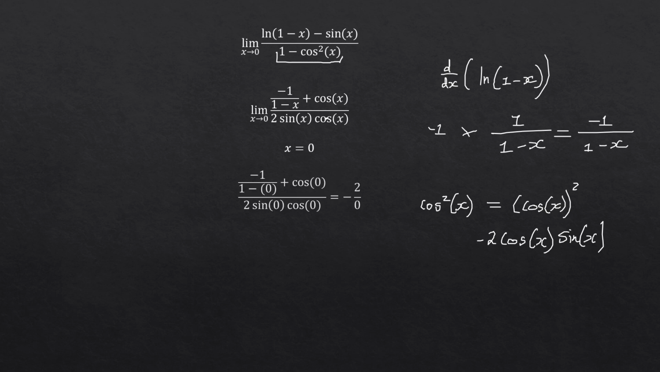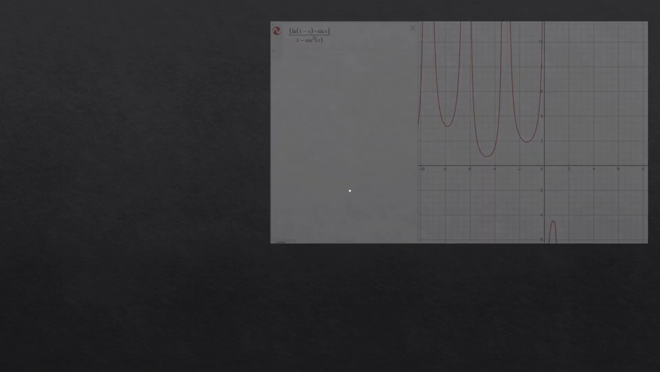If we plug in 0, we're going to get the 0 here, the 0 there, and we're going to get minus 2 divided by 0. So in other words, we have a weird scenario. If we were to graph our function here, this is what we get. On the left hand side, we can see the curve goes up towards positive infinity, and the curve on the right hand side goes down to minus infinity.